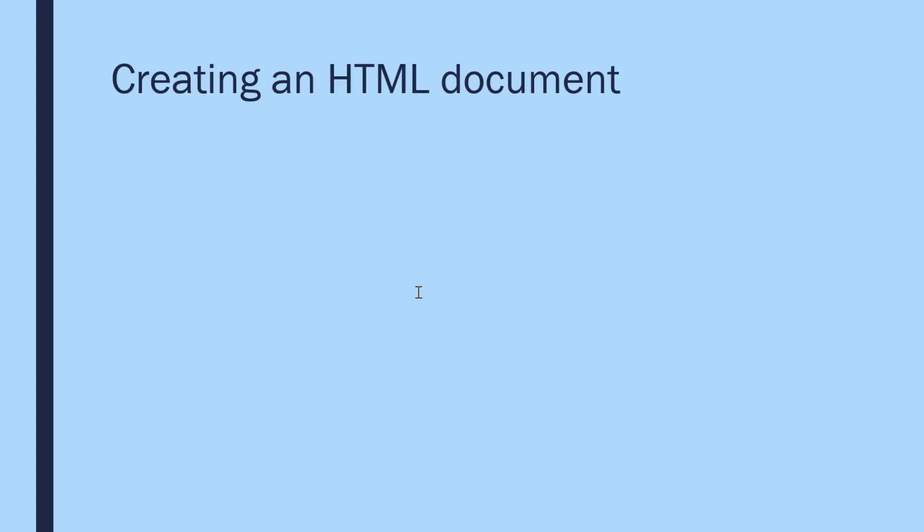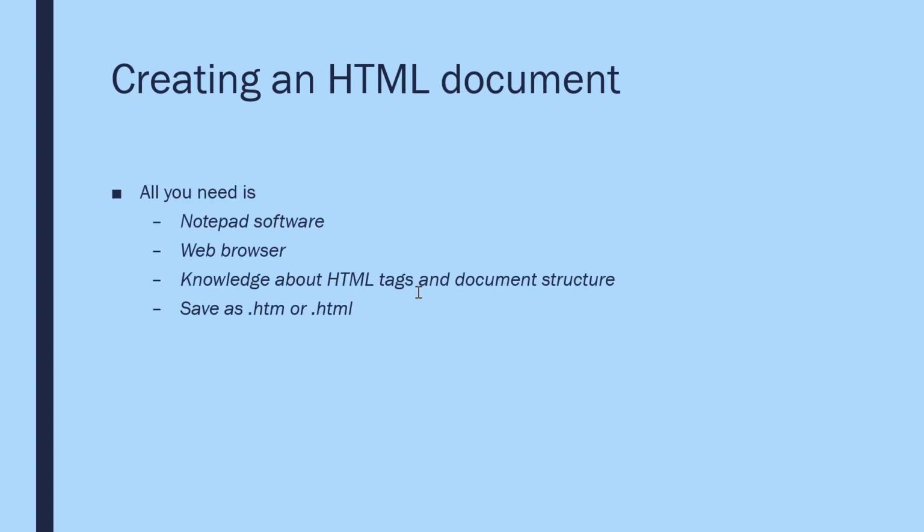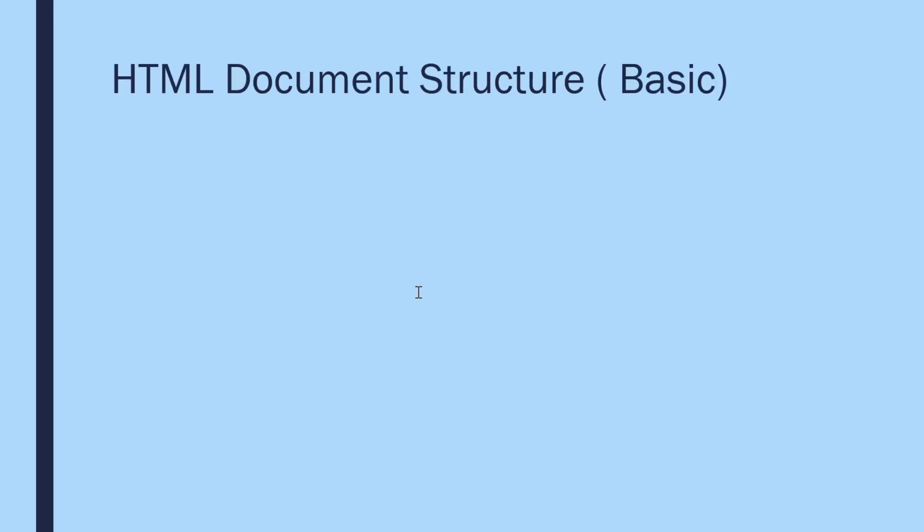Now, creating an HTML document. To create an HTML document, what do you need? All you need is notepad software to type the document, a web browser to see it, and knowledge about HTML tags and document structure, meaning how the document should be structured and which tags we use. Then all you need to do is save it as .htm or .html, meaning filename.htm or filename.html.